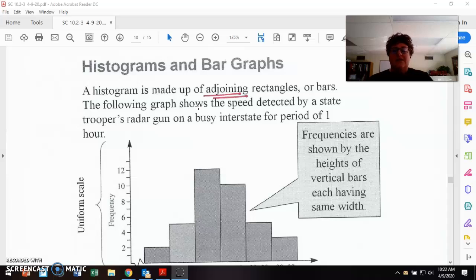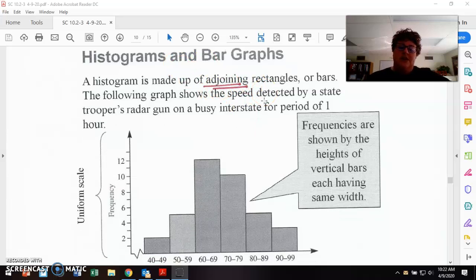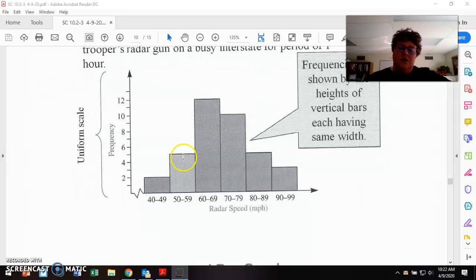Histograms and bar graphs. These are two different things, and the thing you have to remember is a histogram is adjoining rectangles. They touch, okay? They touch here, and frequencies are shown by how tall they are. So this is a histogram.